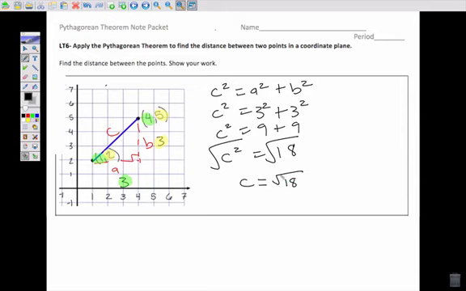And I know that's going to be between 4 and 5 because it's going to be between the square root of 16 and the square root of 25. So it's between 4 and 5. You can also give an approximate answer. So it's approximately equal to 4.24. And then that just keeps going.